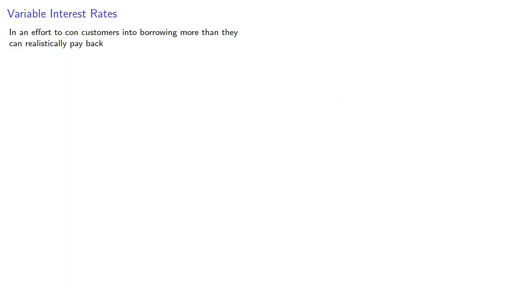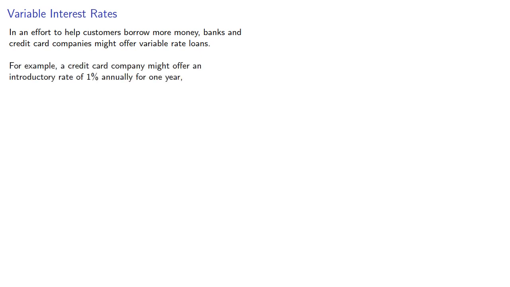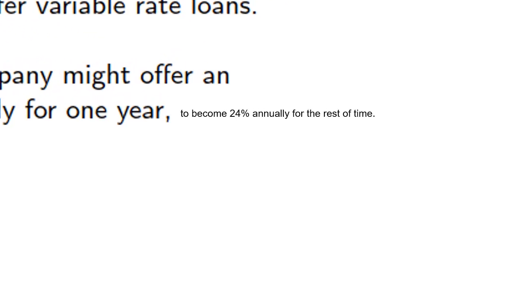In an effort to help customers borrow more money, banks and credit cards might offer variable rate loans. For example, a credit card company might offer an introductory rate of 1% annually for a year, and, well, there's some fine print, but nobody ever reads that. You should probably read the fine print.